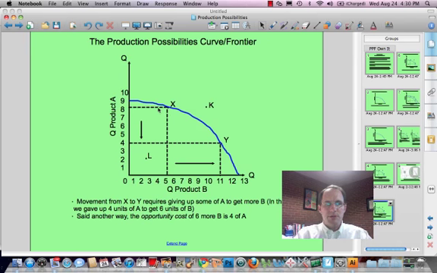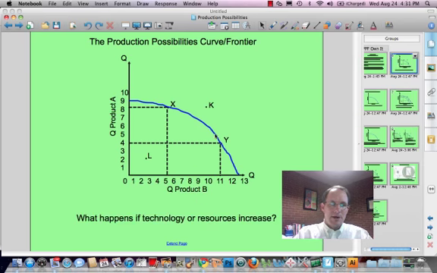So movement from X to Y requires that we give up some of the production of A. You'll see the movement here from 8 to 4 in order to gain additional output of B. Simply stated, we had to give up resources here in order to employ them in the production of 11 units of Y. Said another way, the opportunity cost of 6 more of product B, so going from 5 to 11, is 4 units of product A. Remember, opportunity cost is what you give up to get something else.